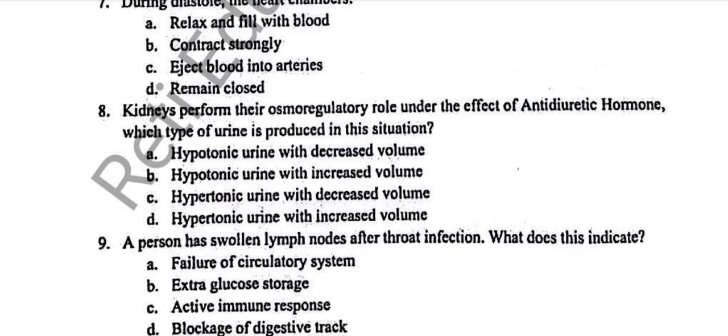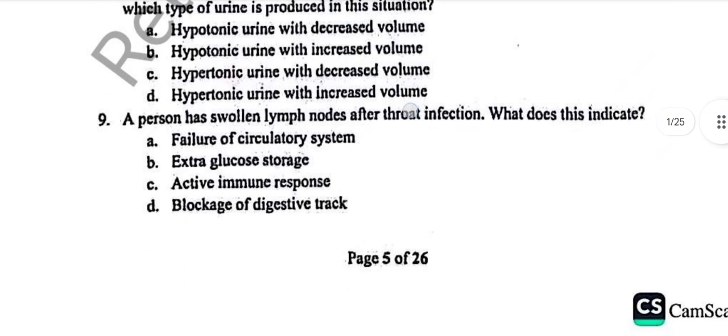ADH increases water reabsorption, producing concentrated urine in smaller volume. Question number 9. A person has swollen lymph nodes after throat infection. What does this indicate? A. Failure of circulatory system, B. Extra glucose storage, C. Active immune response, D. Blockage of digestive tract. And the correct option is C. Active immune response. Lymph nodes enlarge because immune cells multiply to fight infection.